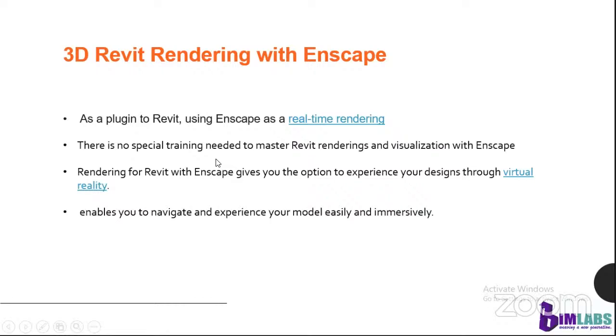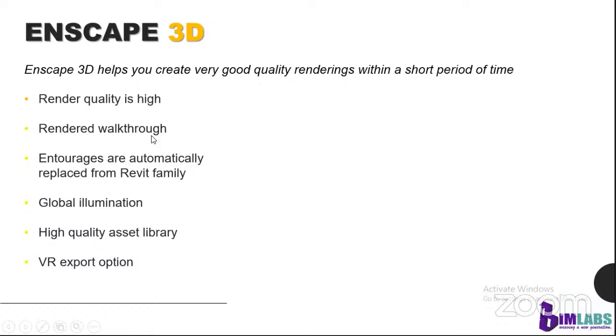Next is 3D Revit rendering with Enscape. I already explained that it is a plugin. We can add it as a plugin to Revit, and it will help us experience this in virtual reality, etc. What are the benefits of Enscape 3D? It helps you create very good quality rendering in a short period of time. Its render quality is high, and we can create a rendered walkthrough. In Revit, it is a normal walkthrough, and when we render using Enscape, it is a rendered walkthrough.